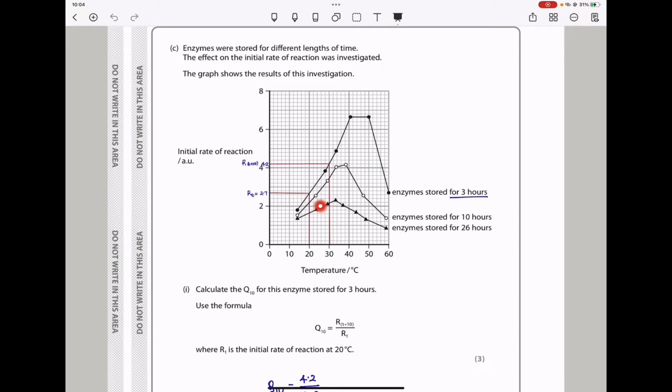We see here there is an increase and then a decrease for all graphs, whether enzyme stored for 3 hours, enzyme stored for 10 hours, or 26 hours. But we can see that the higher the storage time, the lower the initial rate of reaction, since 3 hours had the highest, 10 hours the next, then 26 hours had the lowest.